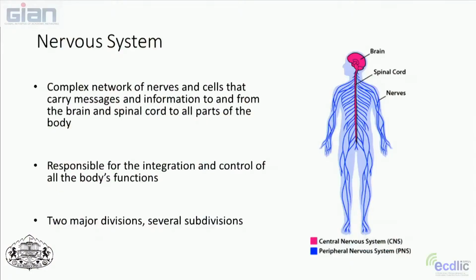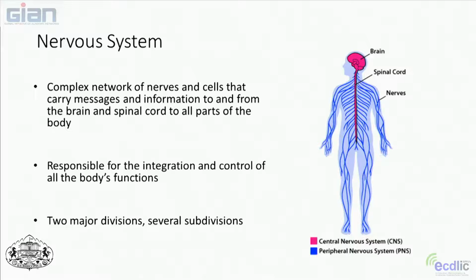All right, so this is just a brief introduction to the nervous system, just to have a background of the things that we're going to talk about a little bit more in the days to come. So the nervous system is basically a complex network of nerves and cells that carry messages and information to and from the brain and spinal cord to all parts of the body. So the nervous system is basically responsible for the integration and control of all the body's functions. So it's a very essential part of who we are.